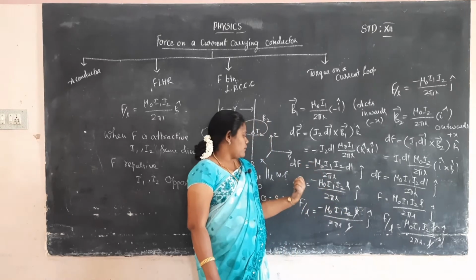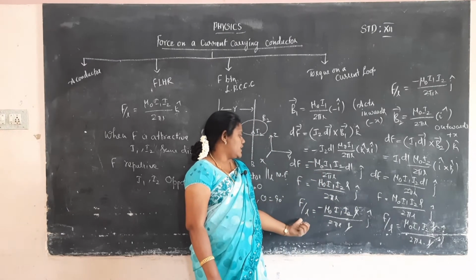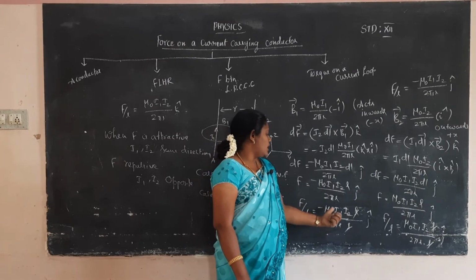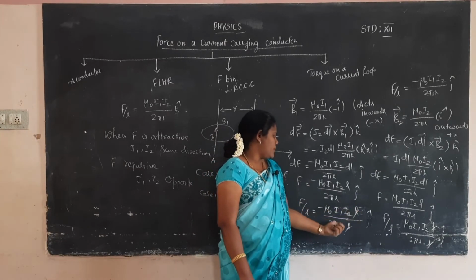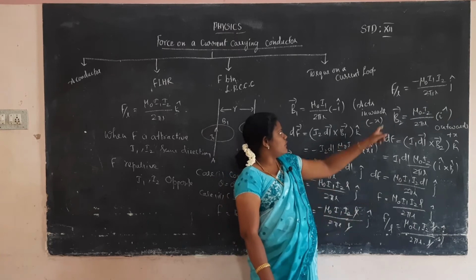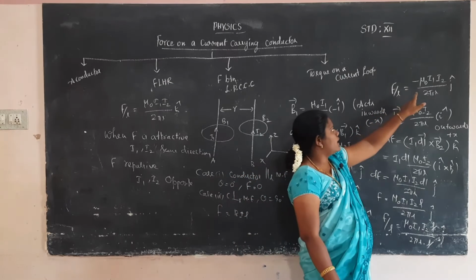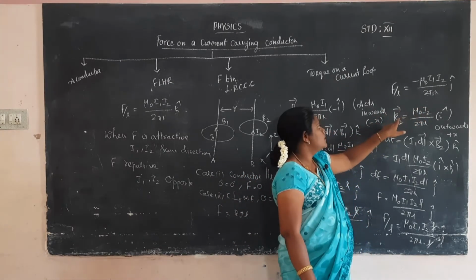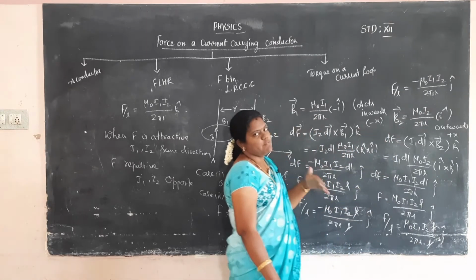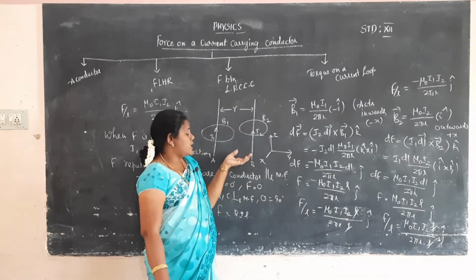So we want to calculate force per unit length. Force per unit length is equal to minus mu naught I1 I2 L by 2 pi r into L. So the L's cancel. So F by L is equal to minus mu naught I1 I2 by 2 pi r into j cap. Now B2, in the same way the magnetic field will be created in the second conductor.